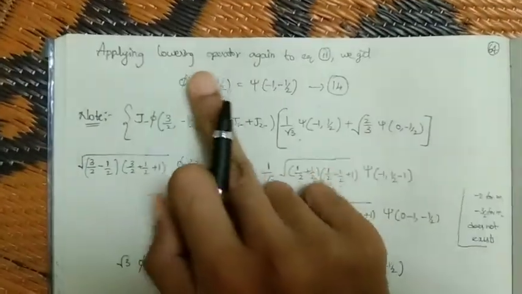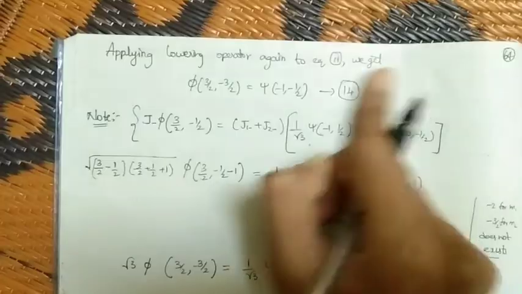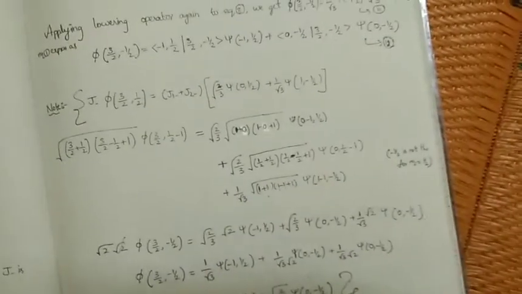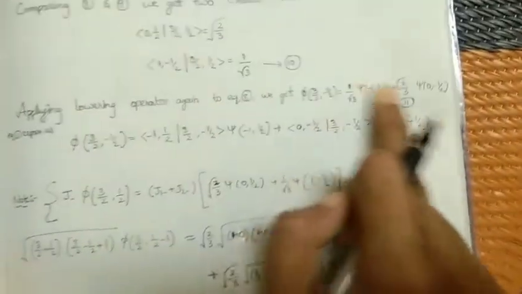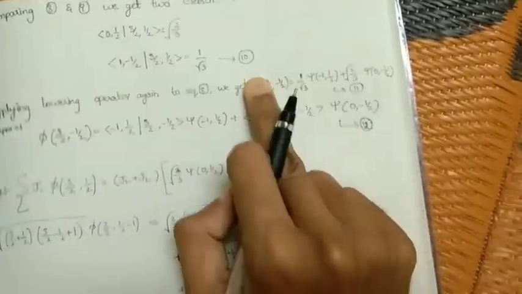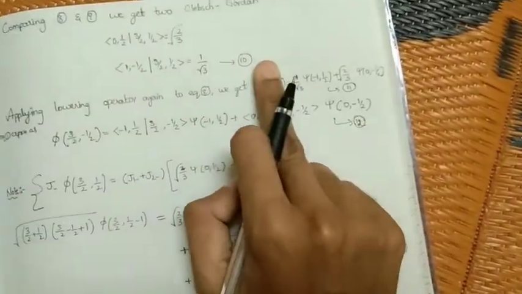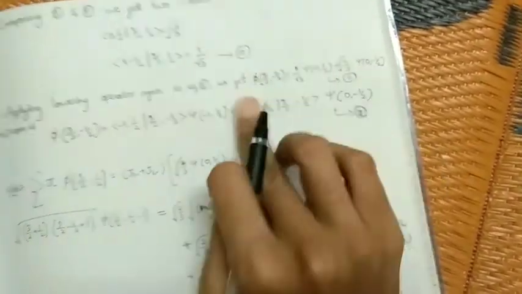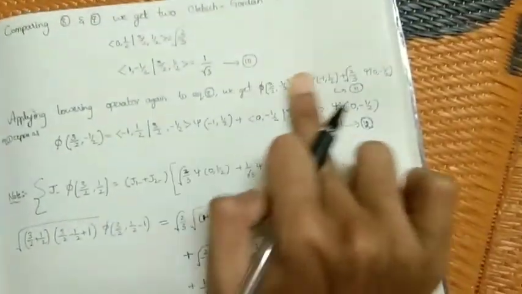So applying the lowering operator again to equation 1, we get equation 11. So what result are we getting? Again, to the result we need to apply this J minus in the same manner. So to this equation we are applying it.